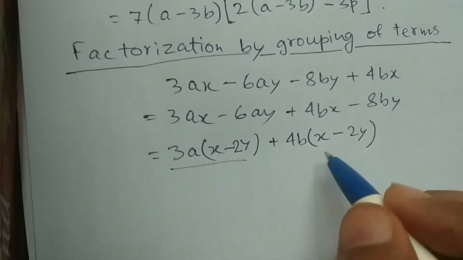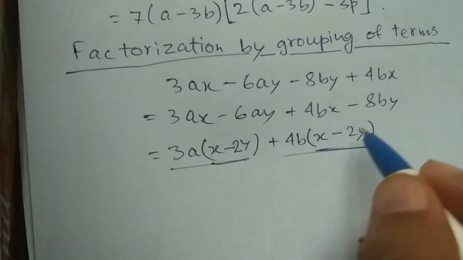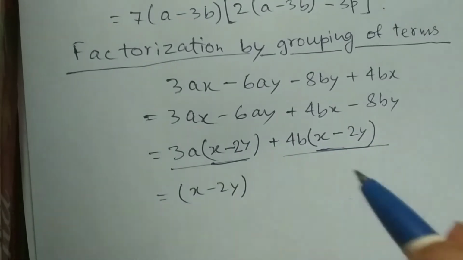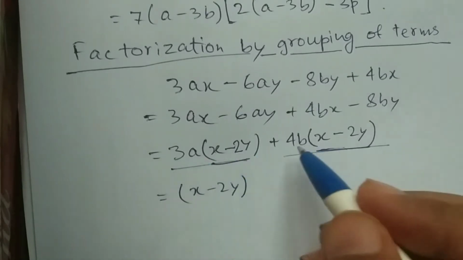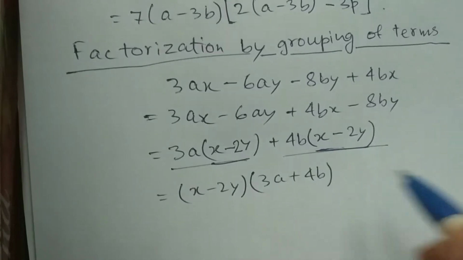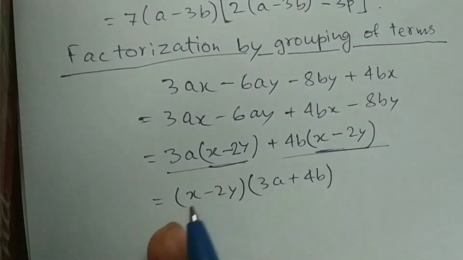So in both the terms you can see x minus 2y is a common term, so I can take x minus 2y as a common term, x minus 2y into, now the left out is 3a and here it is 4b, so 3a plus 4b. So the factorization is done. So factorization by grouping of terms is done.